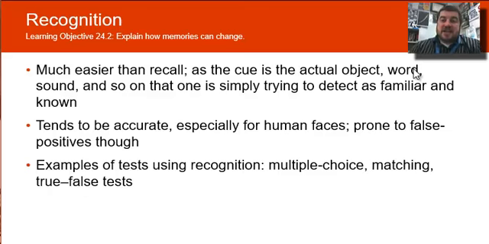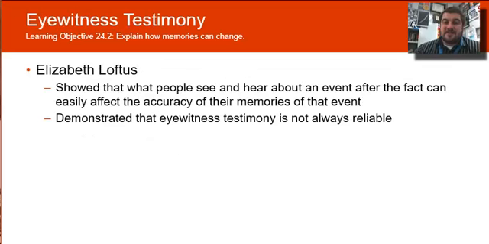Recognition is much easier than recall, and this is like multiple choice questions, matching questions, true-false tests. The cue is the actual word or object or sounds that you're trying to detect as familiar and known. It's accurate, especially for human faces, but it's prone to false positives, which means you think you have the right answer, but then you really don't.